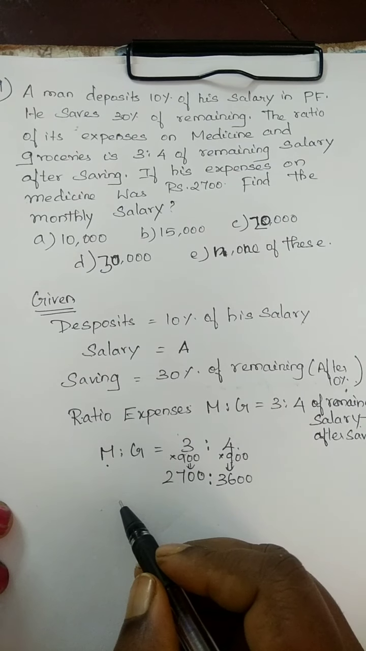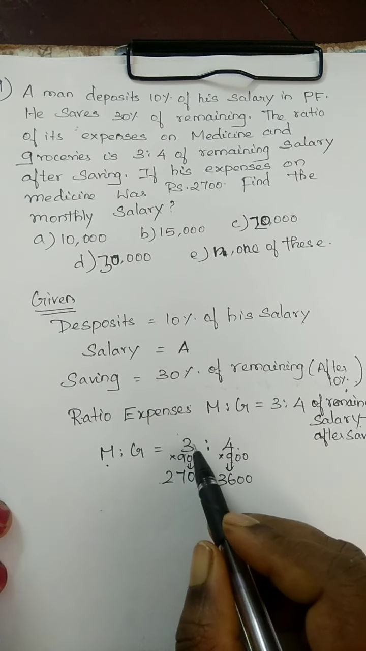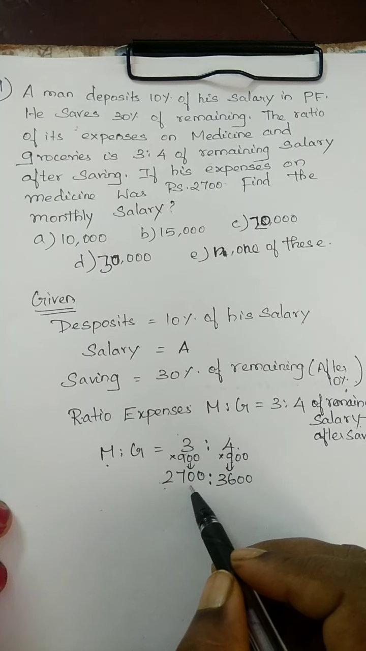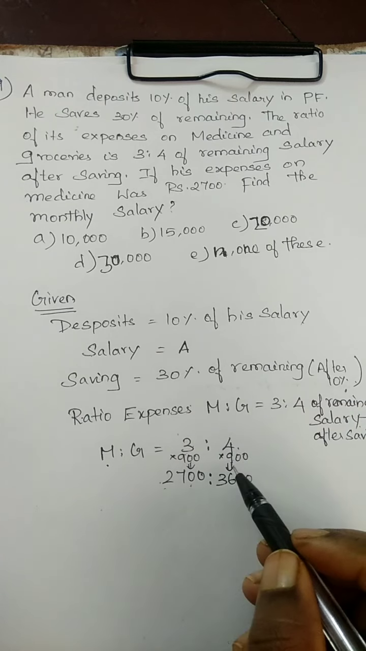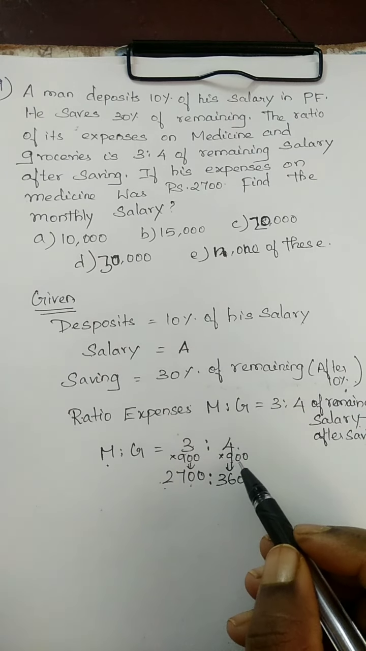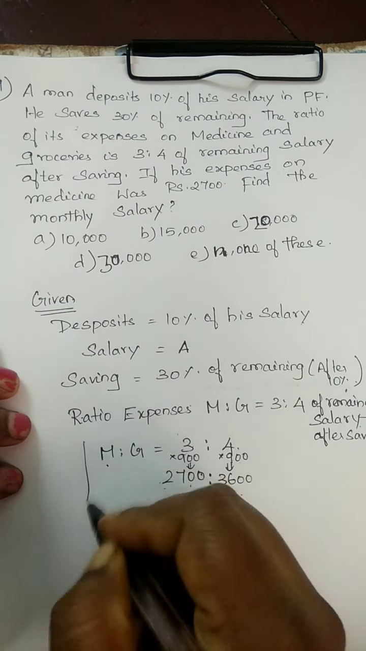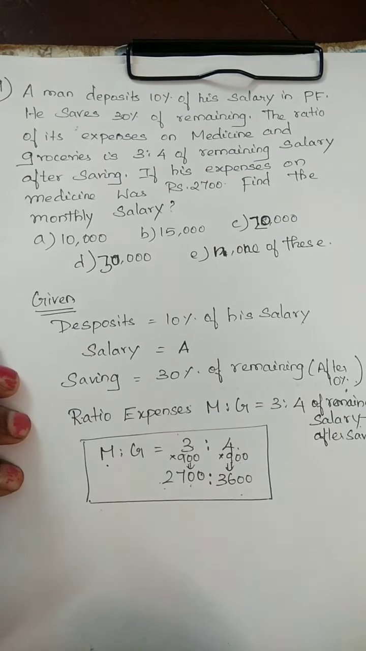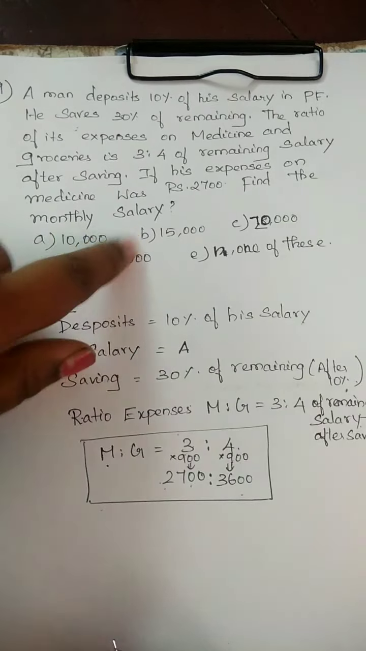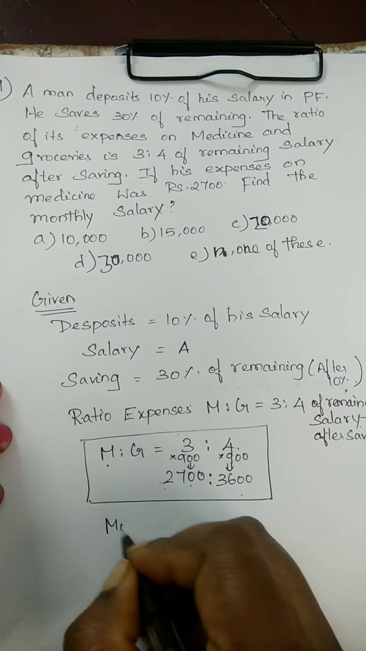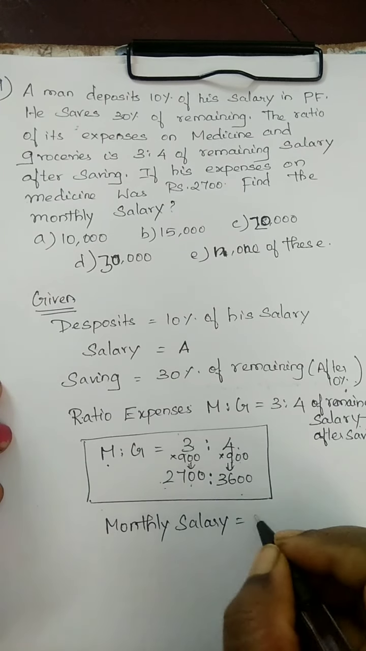Can you get this, guys? How we get 2,700? By multiplying 900 with 3 we get 2,700. It's a ratio, no? So you have to multiply with the same number. So I am multiplying with 900. 900 into 4, 3,600. So we found this. Make it a tabular column. And what they asked here, find the monthly salary. What they asked? Monthly salary. We have to find that.